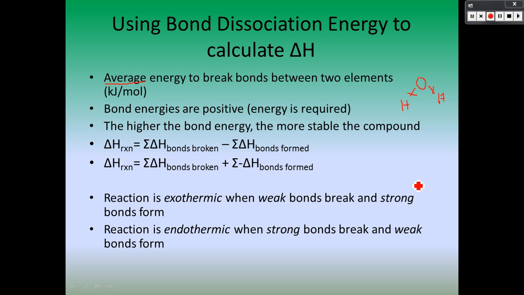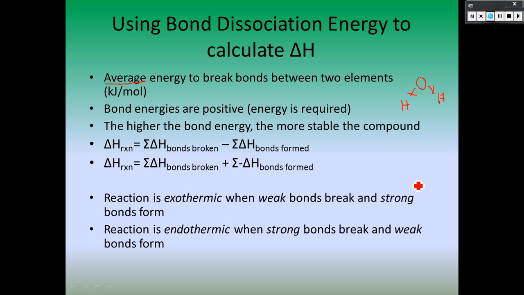A reaction is exothermic when weak bonds break and strong bonds form. So, yeah, that makes sense. If we're breaking weak bonds, it's not going to take a lot of energy to do that. And then strong bonds form, that's going to give off a lot of energy when those form because it's the opposite of breaking them. And so that's going to be exothermic because you're going to have a release of heat.